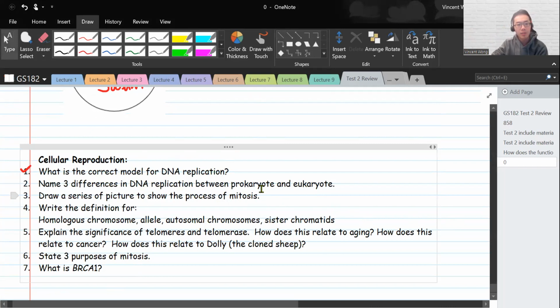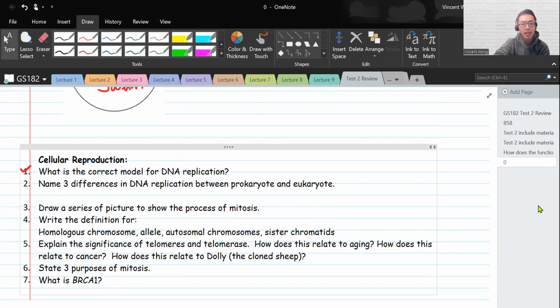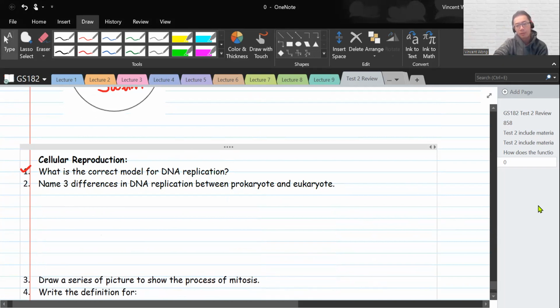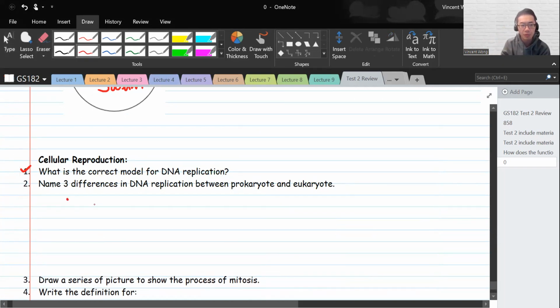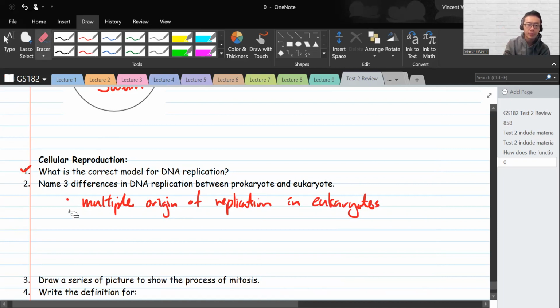Name 3 differences in DNA replication between prokaryote and eukaryote. We have a slide on that. So for example, multiple origins of replication in eukaryotes, whereas there is only one in prokaryotes. Because eukaryotes have a lot more DNA, it makes sense to have multiple origins of replication.